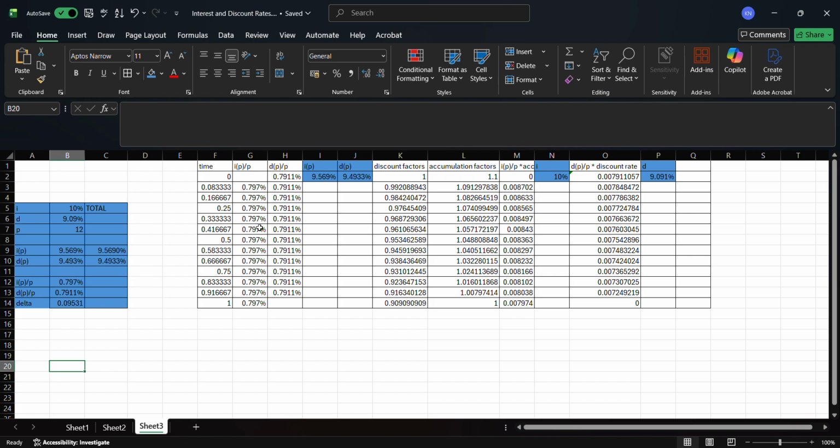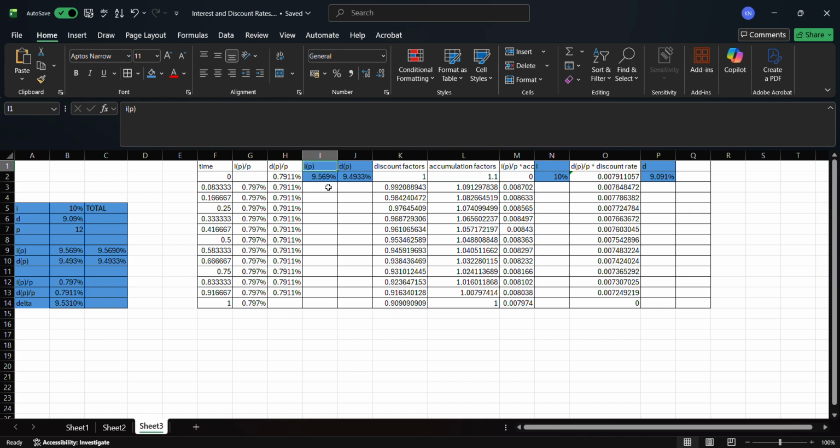Basically, your delta, as you know, is the limit as p goes to infinity of i(p), effectively. Let me just make this into a percentage. Delta is the limit as p goes to infinity of i(p), which is equal to the limit as p goes to infinity of d(p).